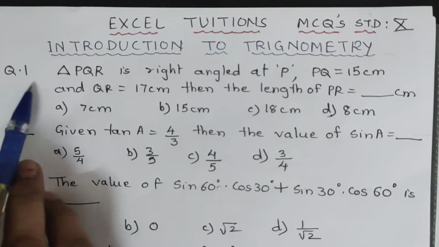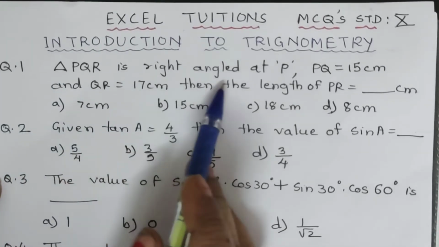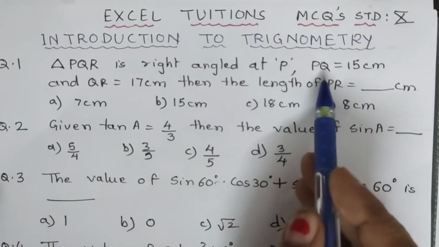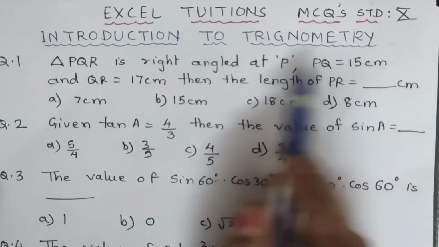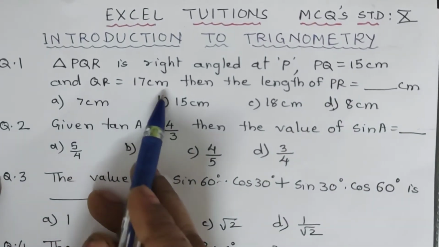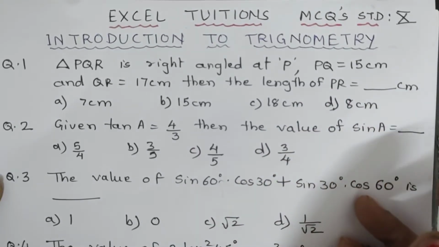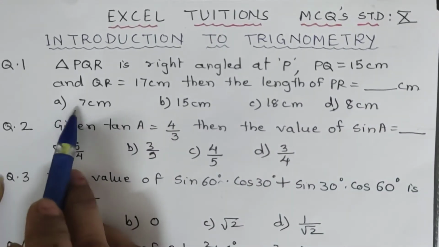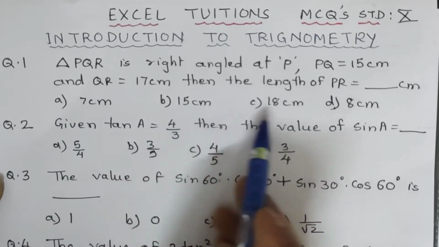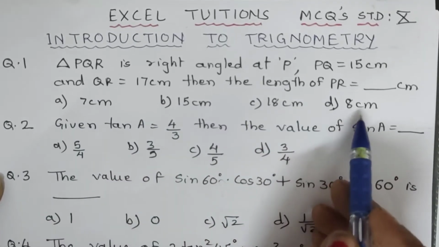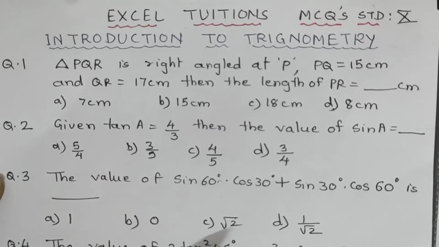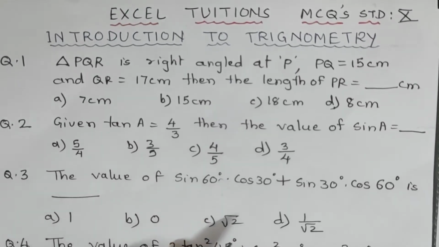Question number 1. Triangle PQR is right angled at P, where PQ is equal to 15 centimeter and QR is equal to 17 centimeter. Then the length of PR is equal to dash centimeter. Options are A 7 centimeter, B 15 centimeter, C 18 centimeter and D 8 centimeter. So let us solve this question number 1.